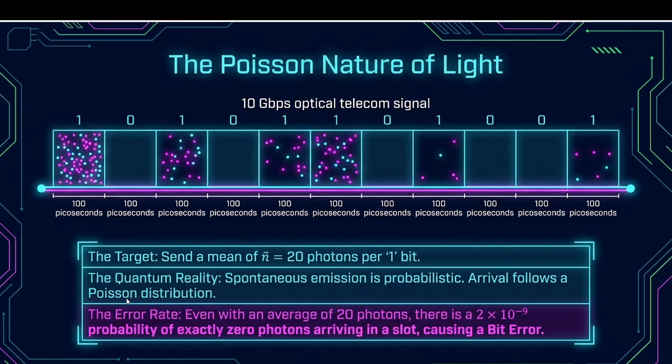But the quantum reality is that spontaneous emission is probabilistic. Arrival follows a Poisson distribution. So there can be an error rate if you are getting no photon where it should be a 1-bit. Even with an average of 20 photons, there is a 2 times 10 to the power minus 9 probability of exactly 0 photons arriving in a slot, causing a bit error.